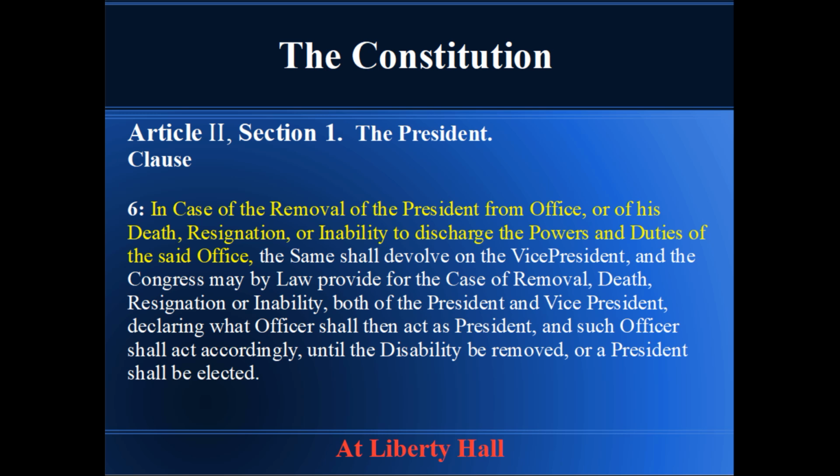Article 2, Section 1. The President. Clause 6. In case of the removal of the President from office, or of his death, resignation, or inability to discharge the powers and duties of the said office, the same shall devolve on the Vice President, and the Congress may by law provide for the case of removal, death, resignation, or inability, both of the President and Vice President, declaring what officer shall then act as President, and such officer shall act accordingly, until the disability be removed or a President shall be elected. The portion in yellow was changed by the 25th Amendment.